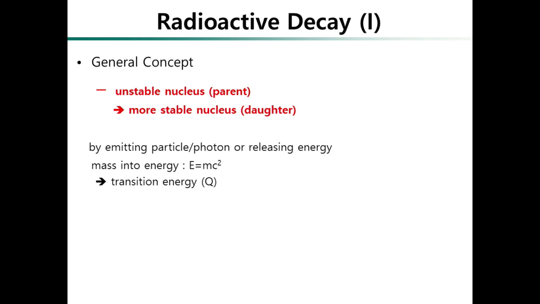Radioactive decay means, as a general concept, the unstable nucleus turning into a more stable nucleus. So we call the unstable nucleus the parent nucleus, and then the stable one is the daughter nucleus. So sometimes that particle changes into electromagnetic wave rays like that.